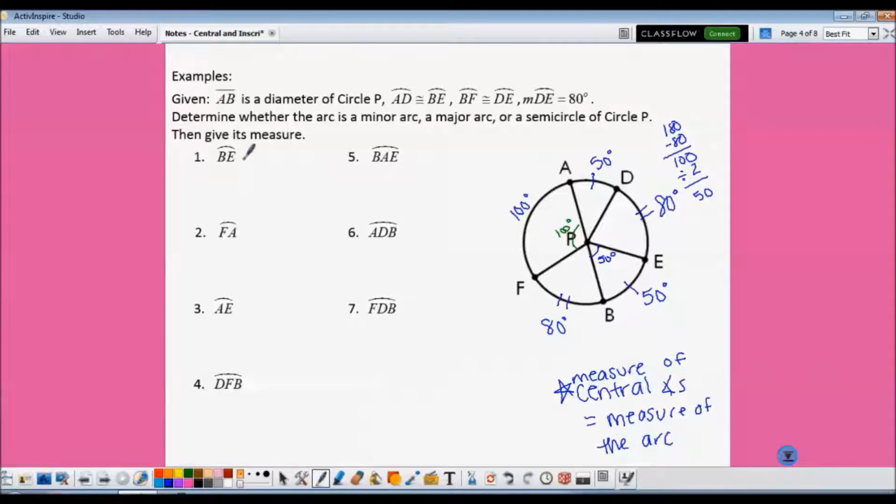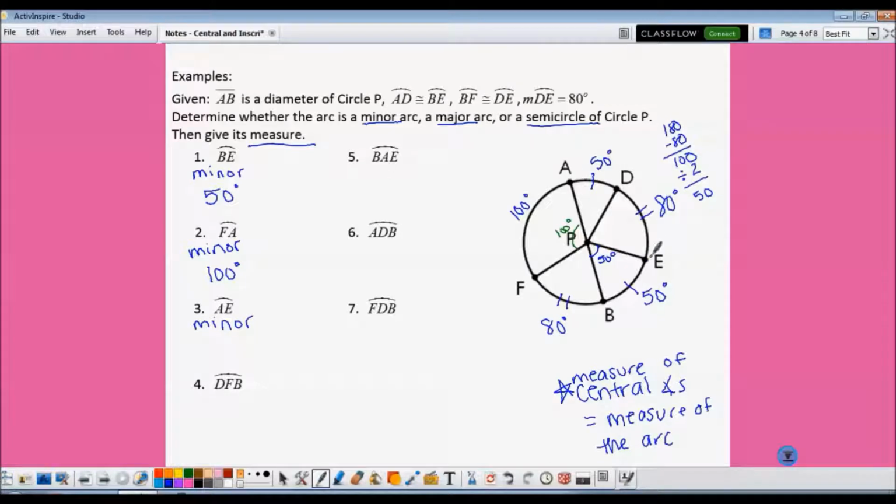All right, now let's go back to our arcs. We're going to determine if it's major, minor, or a semicircle, and then we're going to find the measure. So BE, that's less than halfway, so it's a minor arc. It's also named with only 2 letters. And we said it's 50 degrees. FA, we said is 100 degrees. It's also a minor arc. AE, that's less than halfway, so it's a minor arc.